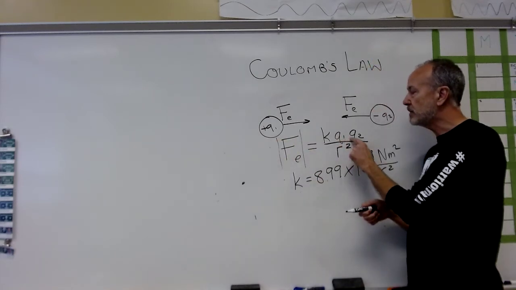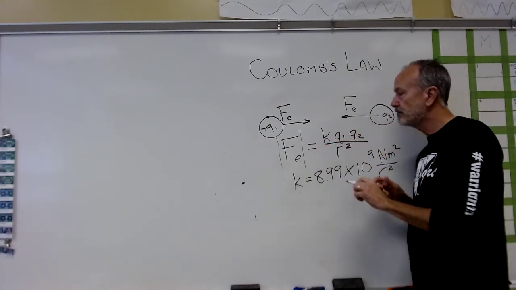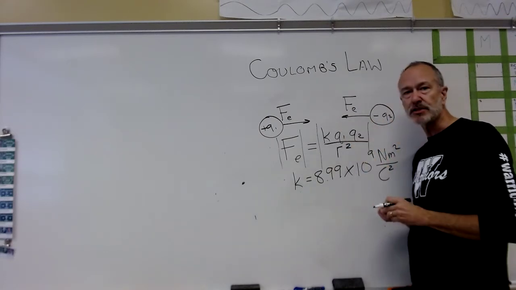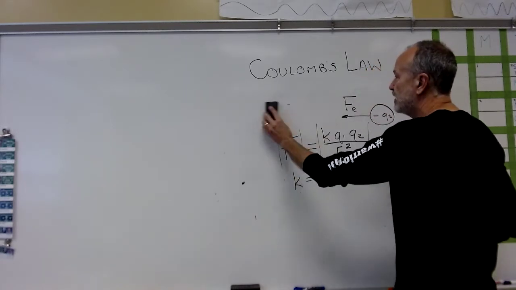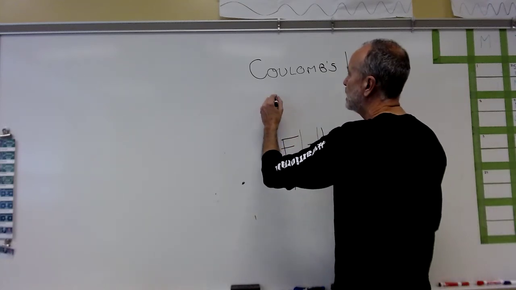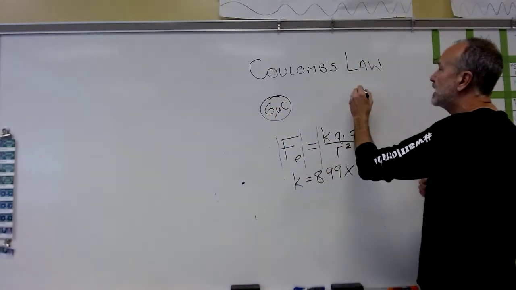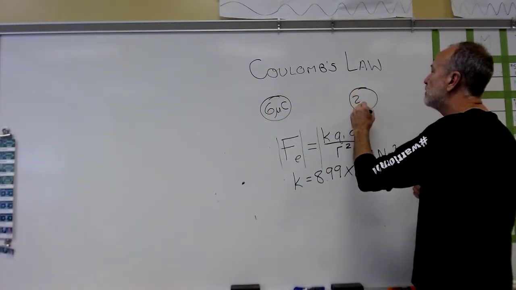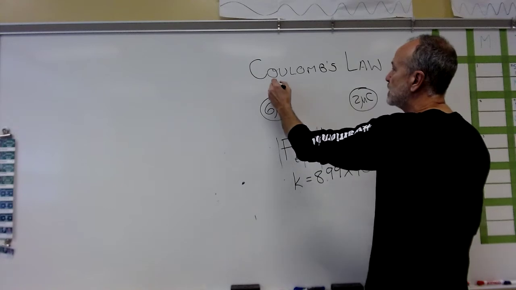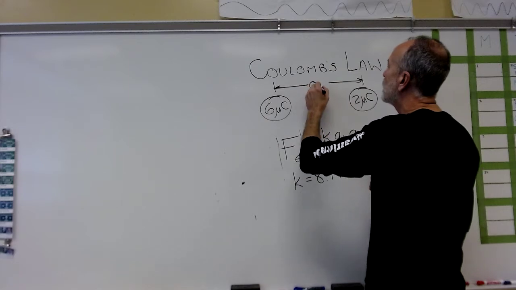Okay? I don't care if this is plus or minus. Use the absolute values of those things. Find out how strong that force is, then use your brain to figure out what direction. So, if I have a 6 microcoulomb charge here, and I have a 2 microcoulomb charge here, and I want to find out the force between them, I need the distance. I'm going to say they're 0.1 meters apart.